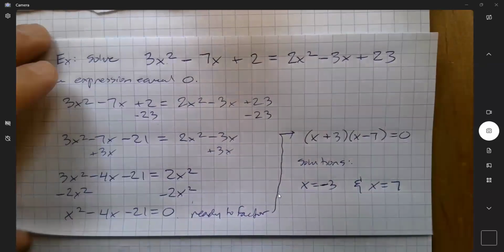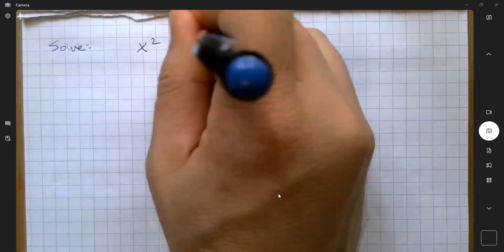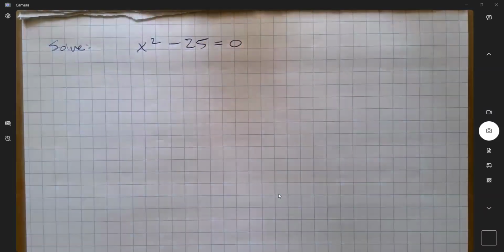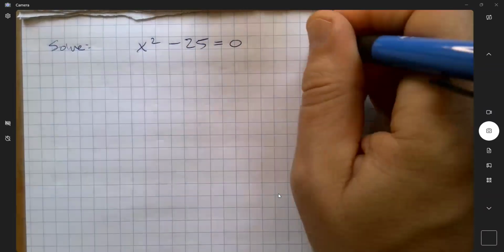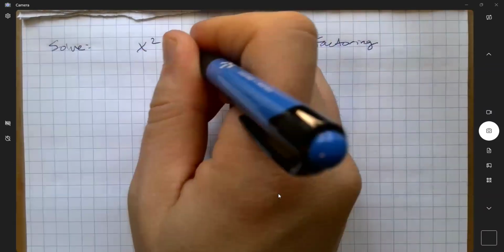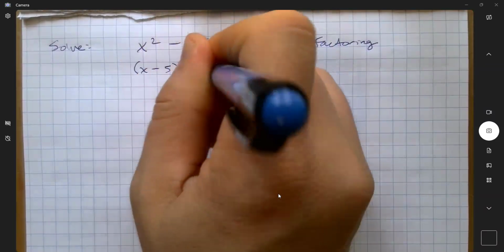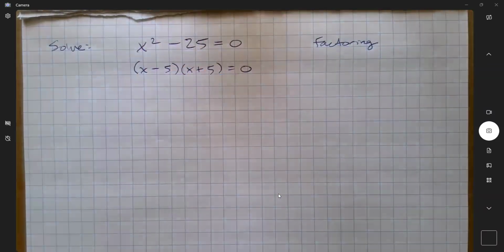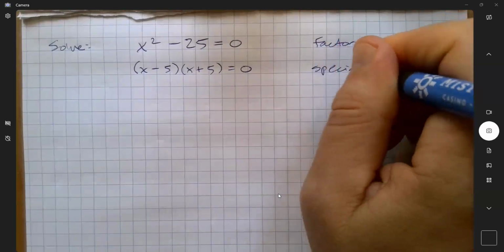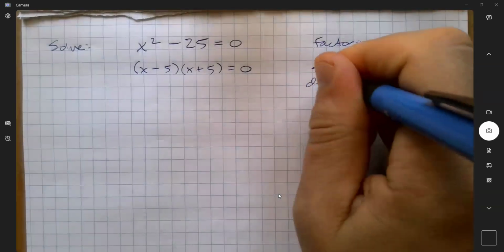All right, let's look at a couple of our special cases, right? Our special cases of factoring. Let's solve x squared minus 25 equals 0. And we can solve that by factoring. It already equals 0. And then I remember this is an a squared minus b squared, so it must be x minus 5 and x plus 5 equals 0, because it's one of my special cases. I think it was my third special case, the difference of squares.